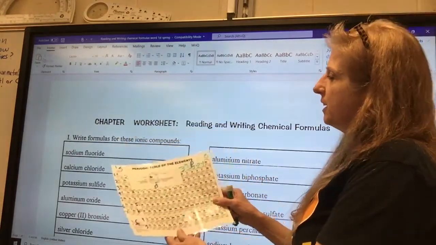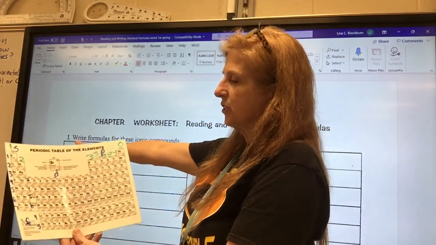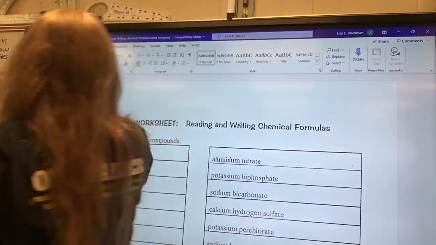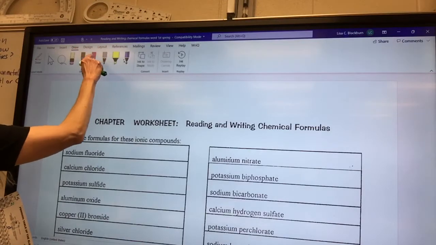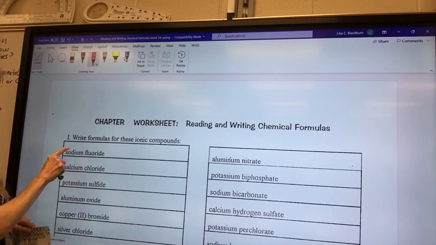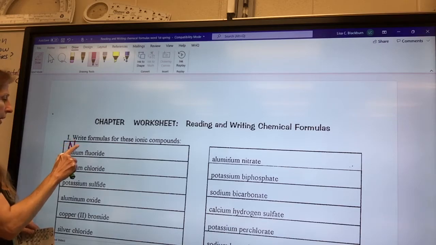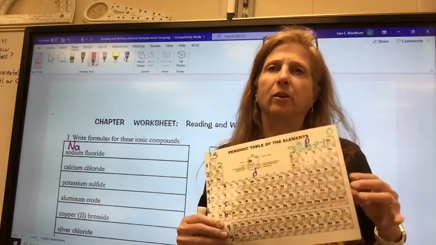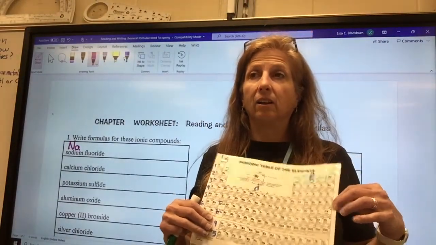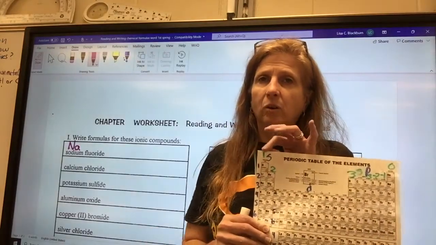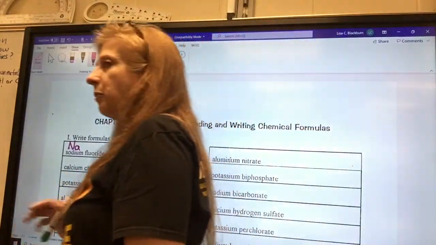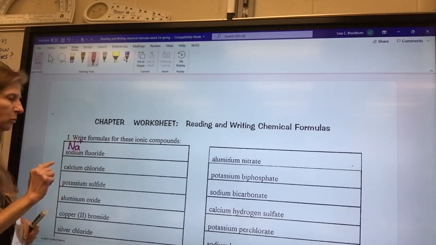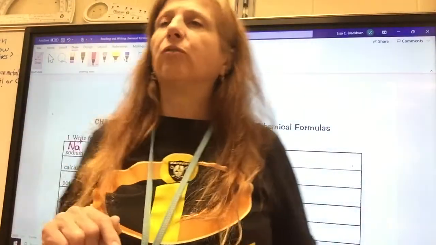All right, so what we're going to do is we're going to look up the chemicals. So sodium is right over here, it's in the first column, and we're going to write above sodium, okay, right above sodium, we're going to write its symbol, Na, and we're going to write its charge. So what charge will sodium make when it's an ion? What does it say at the top of its column? Plus one or minus one? Plus one. But we don't write the one, we just write a plus, right? Because we're cool.